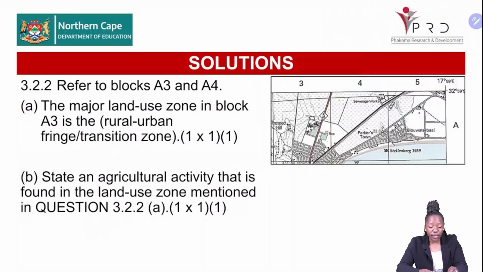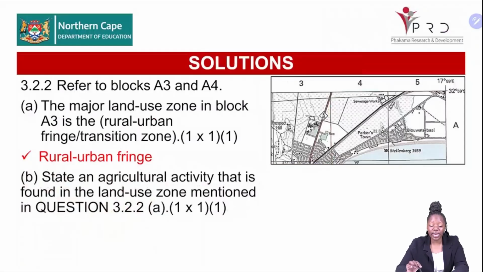Right? When looking there at our solution, we were supposed to identify the land use zone, specifically at block A3. So at block A3, we realize that it is a rural urban fringe. Remember, why are we saying it's a rural urban fringe? Because there is the transition zone. Remember, it is located near the CBD, or it is found in the CBD. So therefore, we're looking at the outskirts in that map, and it is a rural urban fringe.